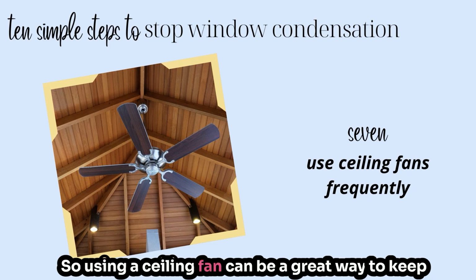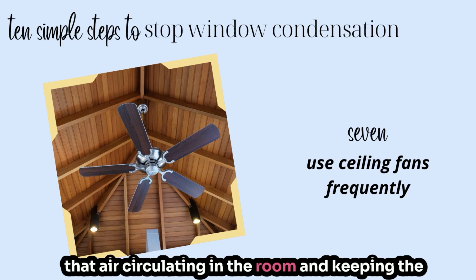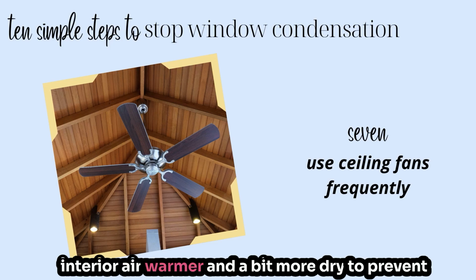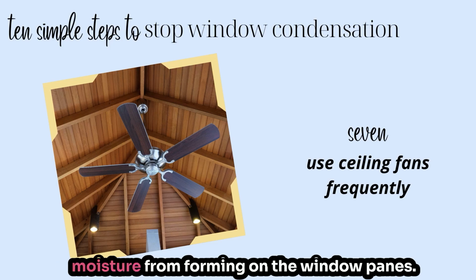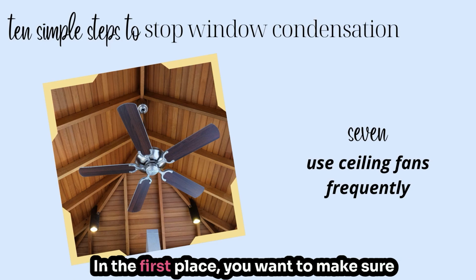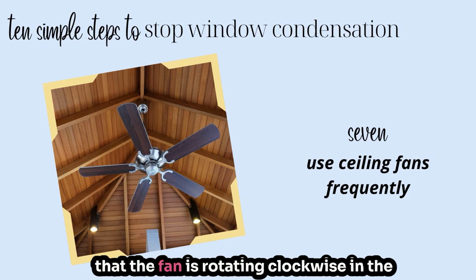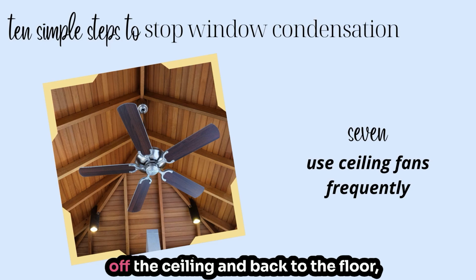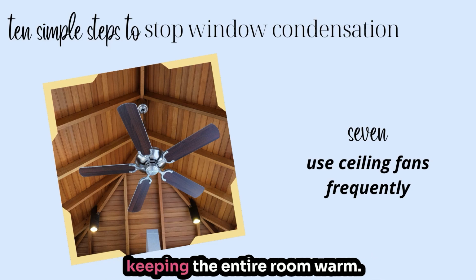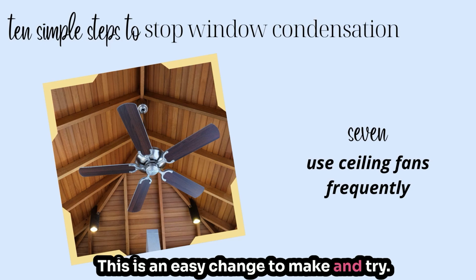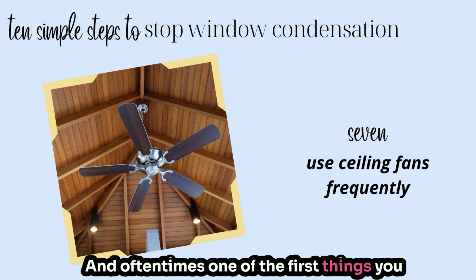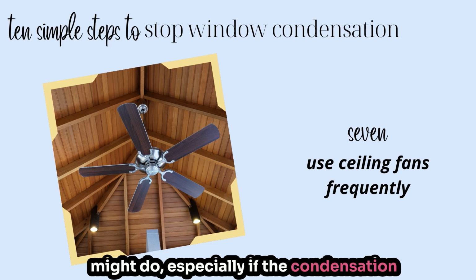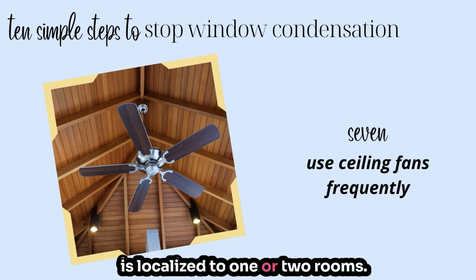So using a ceiling fan can be a great way to keep that air circulating in the room and keeping the interior air warmer and a bit more dry to prevent moisture from forming on the window panes in the first place. You want to make sure that the fan is rotating clockwise in the winter, and this will help push the air off the ceiling and back to the floor, keeping the entire room warm. This is an easy change to make and try, and oftentimes one of the first things you might do, especially if the condensation is localized to one or two rooms.